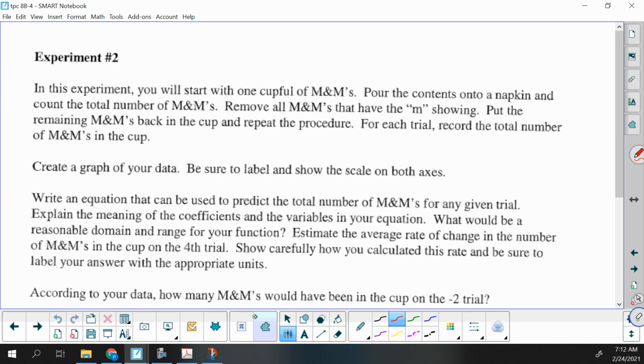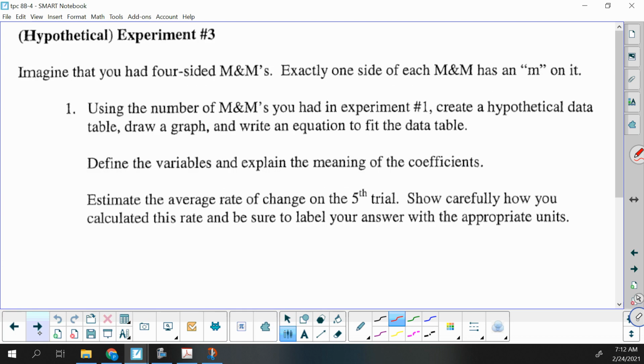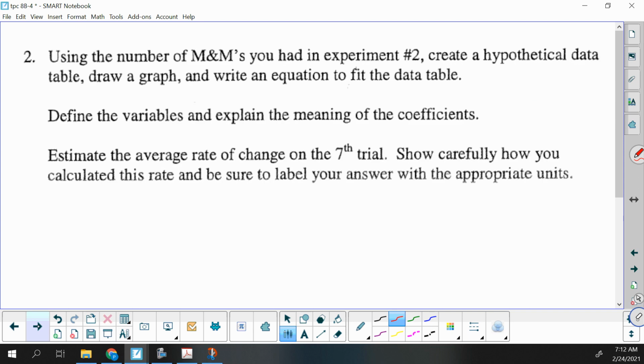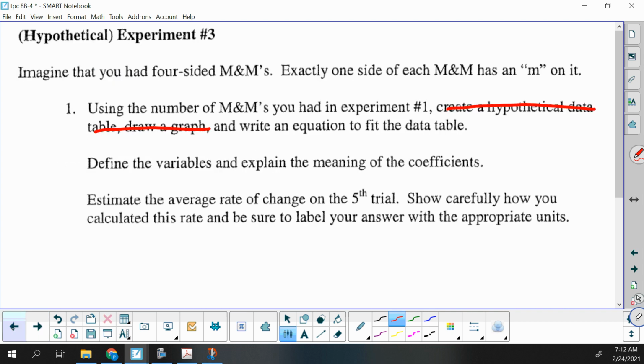So in experiment 3, first thing I want you to do, and this, by the way, is on page 2, you can cross out, create a hypothetical data table, and draw a graph. We're only going to write an equation for this. And same thing down on the bottom. You can cross out, create a hypothetical data table, and draw a graph. We're just going to have you create an equation.